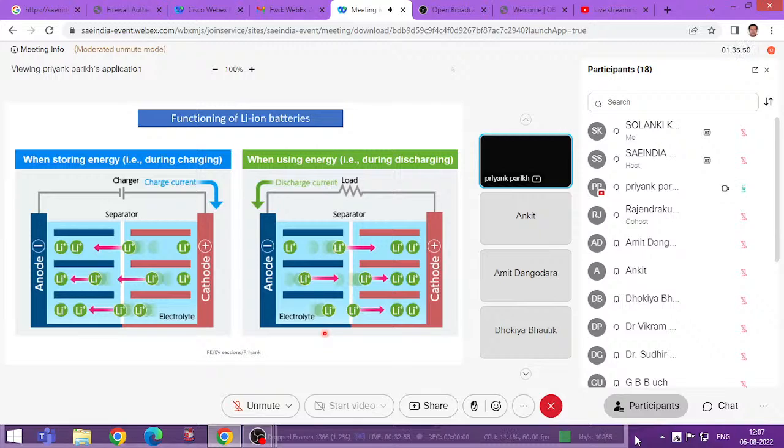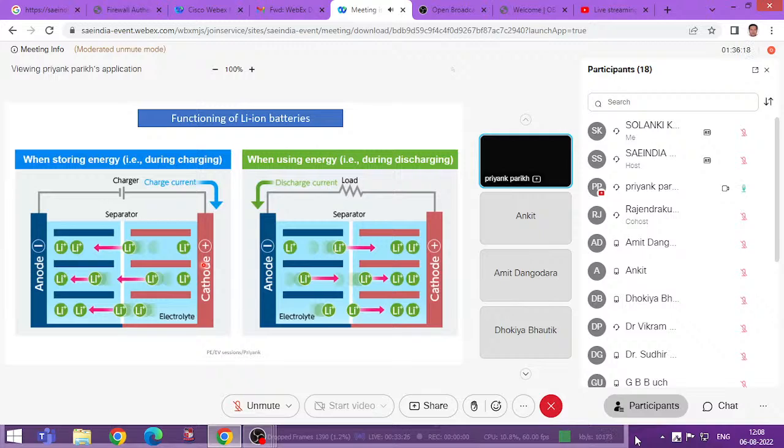So what happens when my battery is getting charged? That is my bike, I'm putting my vehicle to charge. What happens during that time? So during that time, the lithium, which forms the cathode, will disintegrate into lithium ions and electrons the moment you apply the charge. Right. So the lithium loses the electrons. So what happens? It gets converted into positive ions.